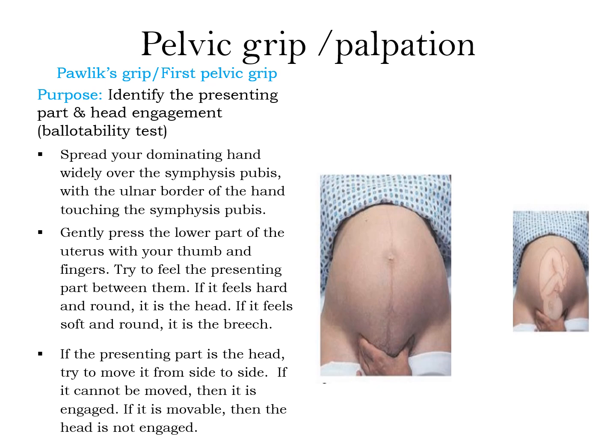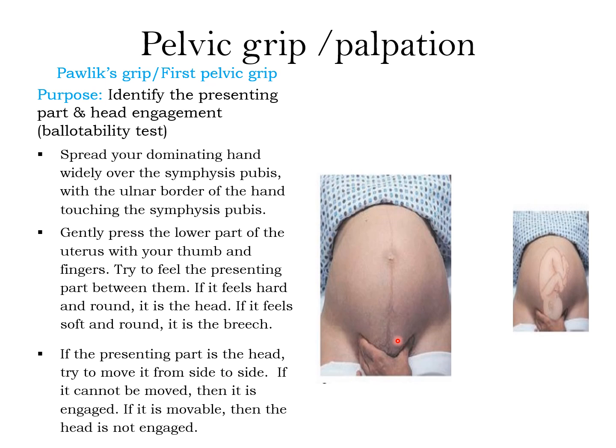First, what do you need to do? Spread your dominant hand widely over the symphysis pubis, with the ulnar border of your hand touching the symphysis pubis. Gently press the lower part of the uterus with your thumb and finger. Try to feel the presenting part between them. Which part of the baby is here? Try to feel that. If it feels hard and round, then it is the head. If it feels soft and round, then it is breech.